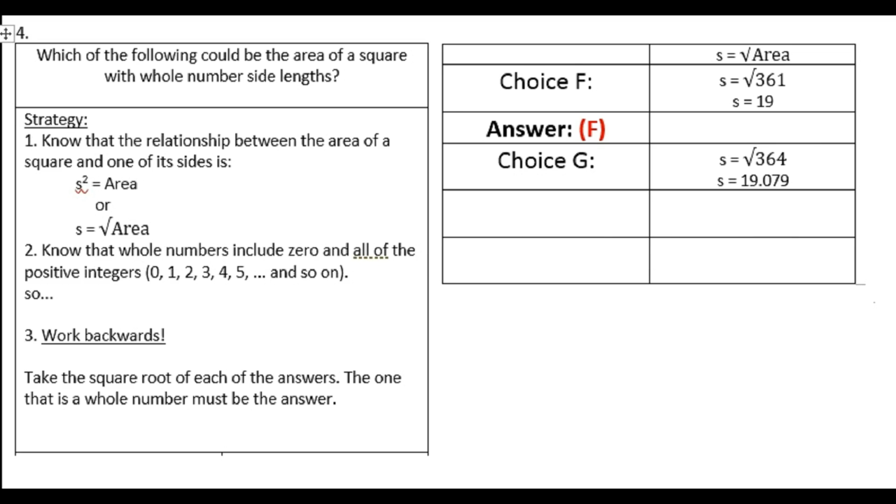Choice G says s equals the square root of 364. s is 19.079. Choice H is the square root of 388. 19.698 is the length of one side. And choice J, s equals the square root of 396. s equals 19.899. So yeah, F is your best answer. All right, so let's see. I think we can move on to the next one.